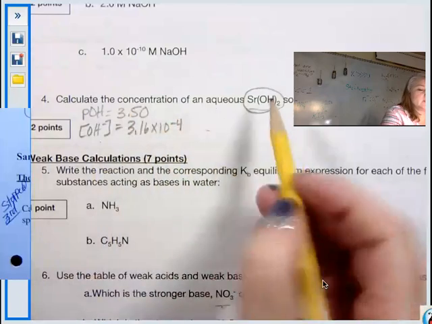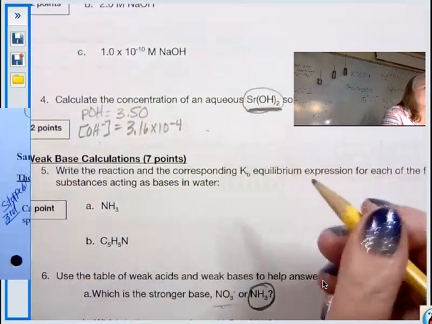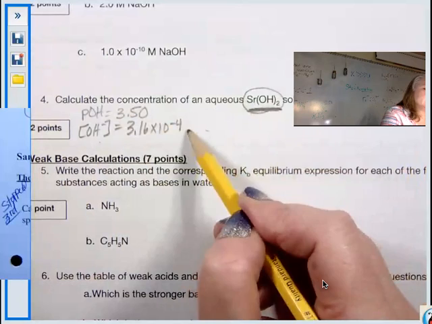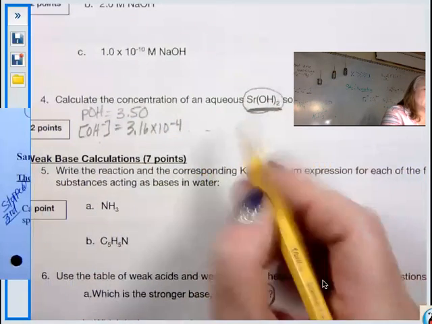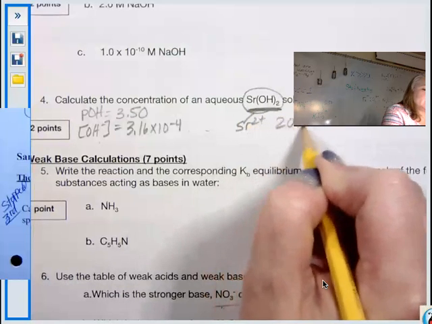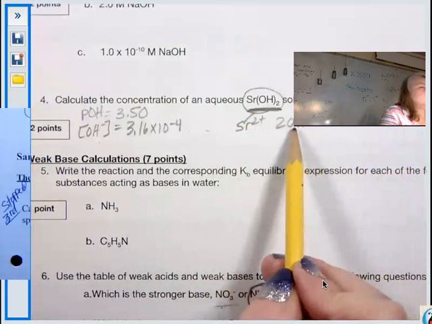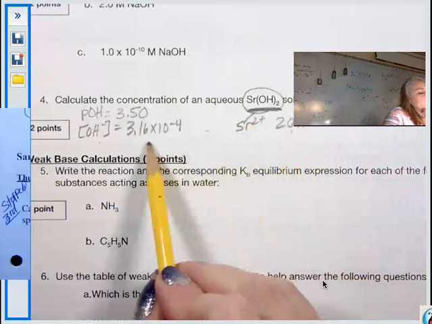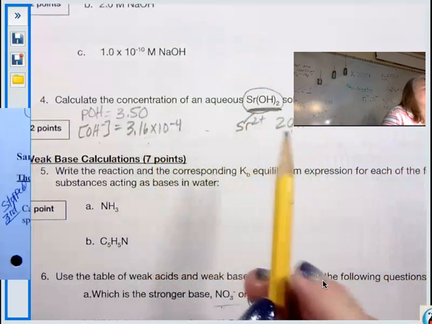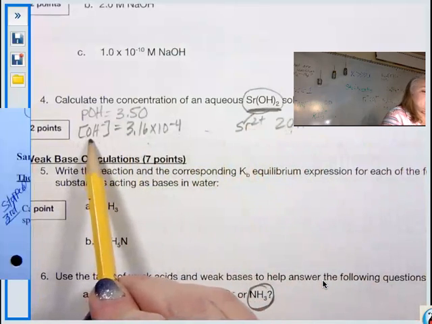But the question is the concentration of this. Would you multiply that by 2? There are 2 OHs, right? So for every one of these that breaks off, there's 2 OHs. You know your concentration of OH. Would you multiply by 2? This is the concentration for all of your hydroxide. Would you divide it by 2?